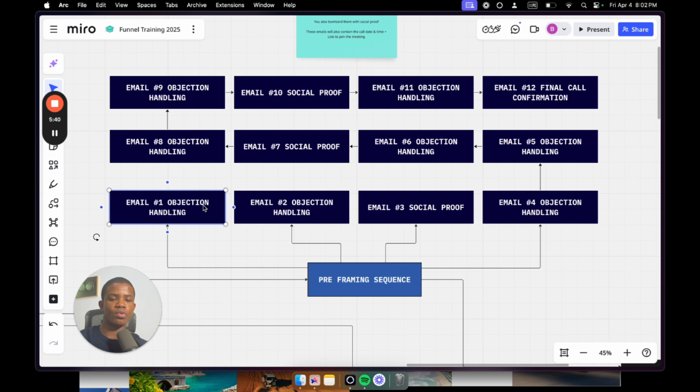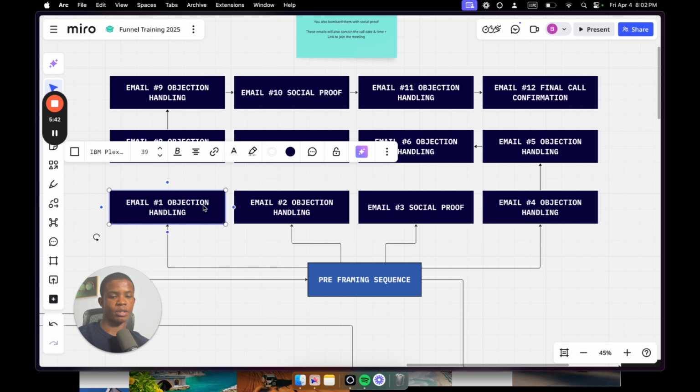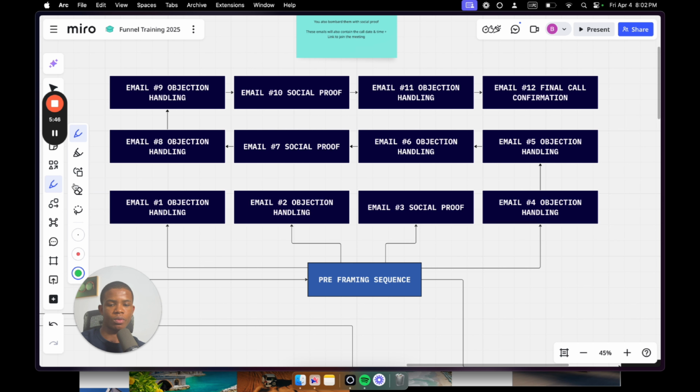All you're doing in this pre-framing is just putting people in the right frame of mind. It's in the name, pre-framing. If people are not in the right frame of mind when they come to the call, instead of this being a sales call, it turns into an educational call.